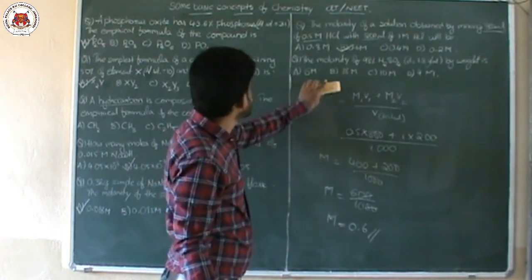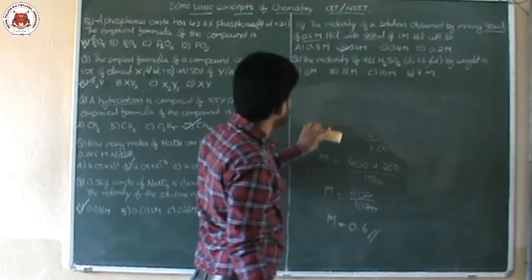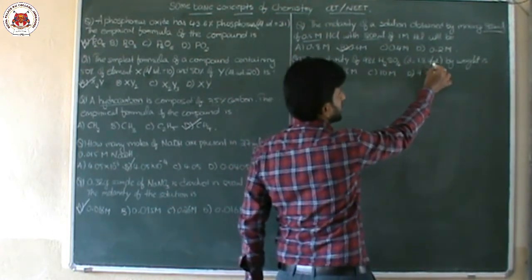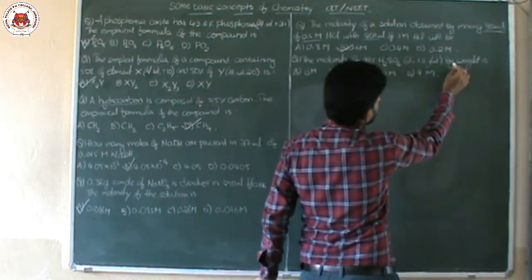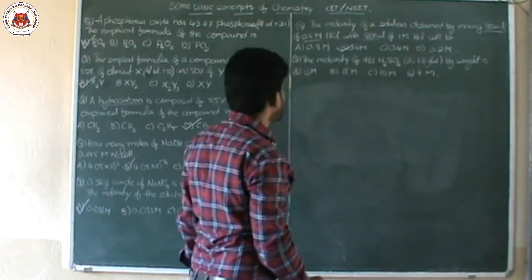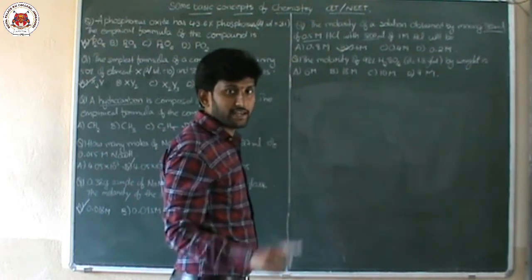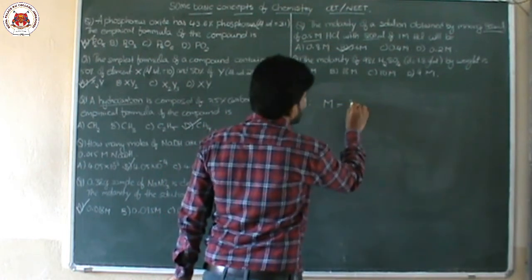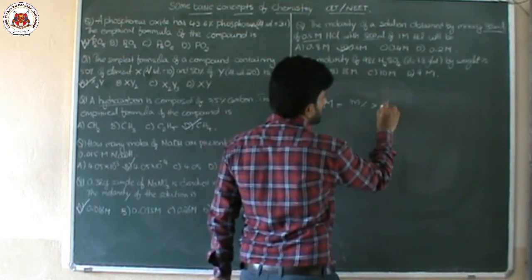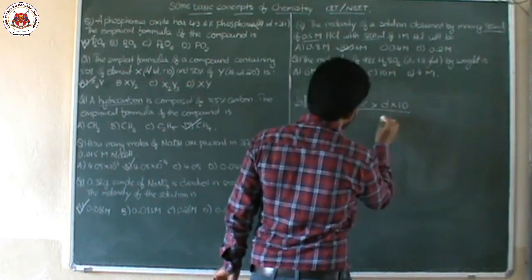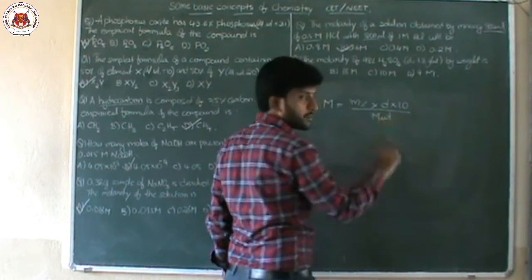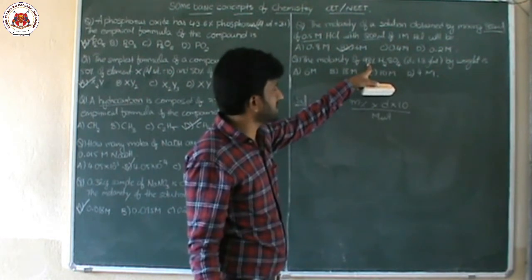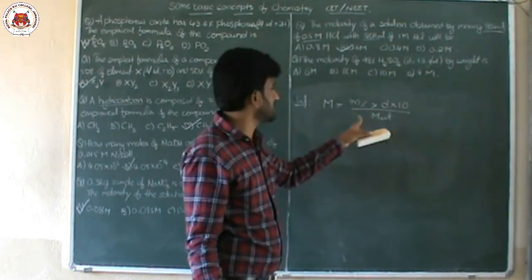And the last question: the molarity of 98% H2SO4, density given 1.8 grams per ml, by weight, they are asking. Whenever they give a weight percentage and density, remember the molarity formula can be written as molarity equals mass percent or weight percent into density into 10 divided by molecular weight of the compound. This formula you need to remember.